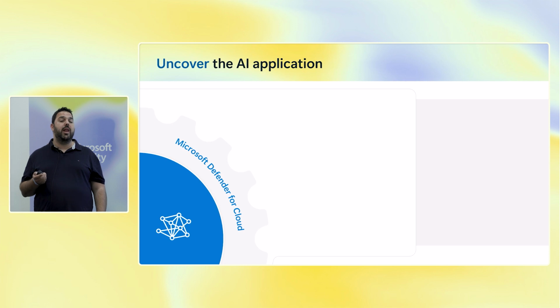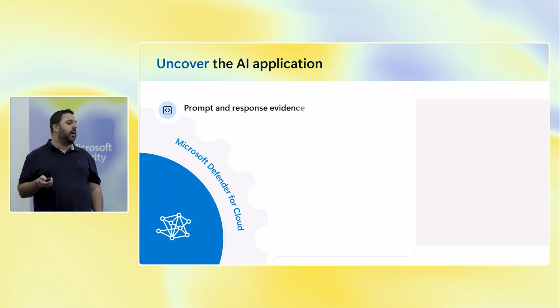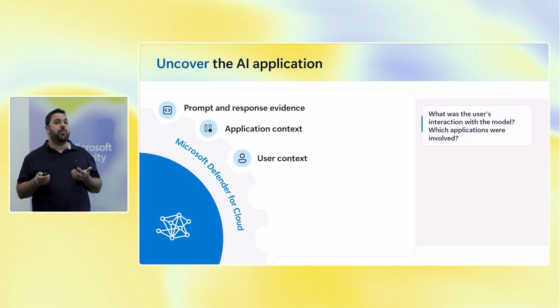That's helping us really uncover attacks on the AI application. Once we detect something wrong, Defender for Cloud will give you prompt and response evidence. We are capturing the prompt, capturing the response, and even if the prompt is blocked by Prompt Shield, we're collecting everything in the security product. Prompt and response evidence, the application context, and the user context will help you answer questions like what the user interaction with the model was and which applications were involved.